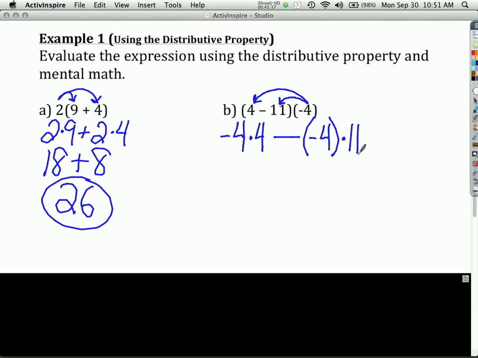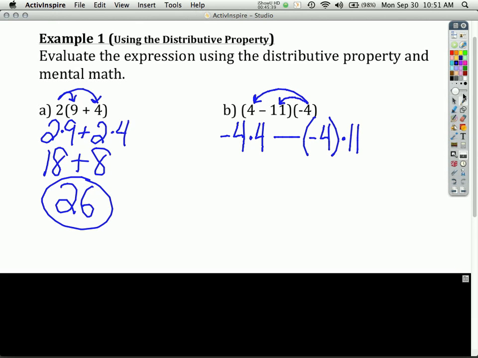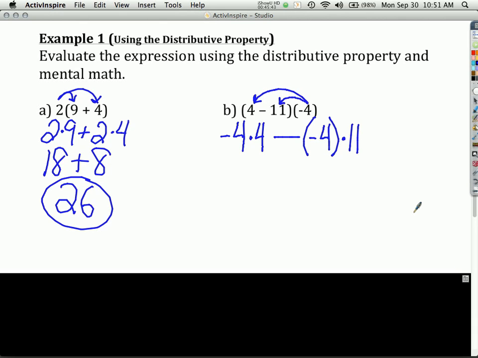Now simplify. Well, now I'm asking you to do mental math, and you've got to know the rules, and you've got to know your multiplication. So, what's negative 4 times 4? Benjamin? Negative 16. Very good, negative 16. What about negative 4 times 11? What do we get with that? Mental math, can you do that? Yasmin? Yeah, it is negative 44. Very good.